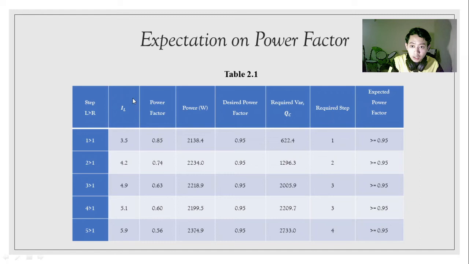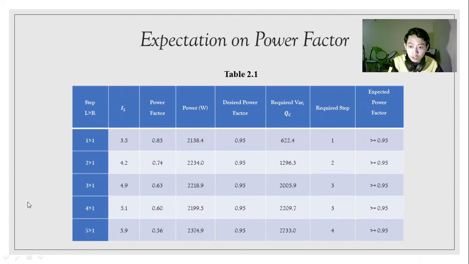Here we can see that when the I line increases, the power factor will decrease, right? The desired power factor, or the power factor that we want for our improvement, is 0.95 for all. So in order to do that, of course we need to add a certain amount of capacitance. Let's look at step 1 for switching 1 to 1. Our initial power factor is 0.85 and our desired power factor is 0.95. So we improve from 0.85 to 0.95 by adding 622.4 var as the capacitance value.